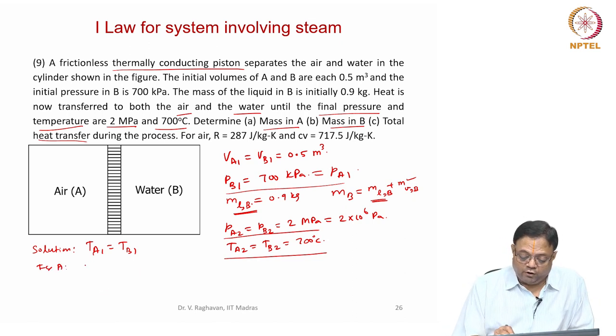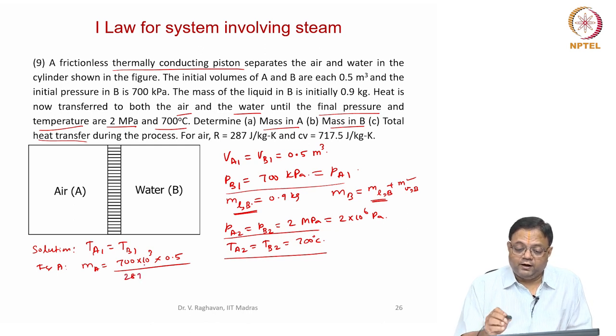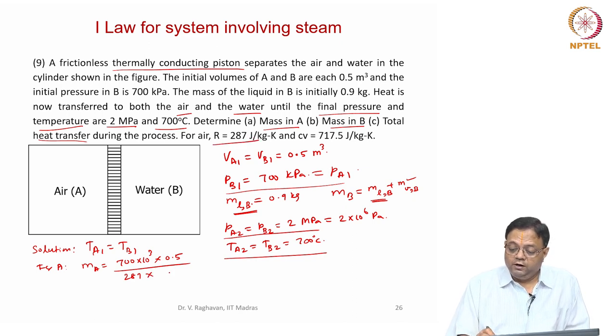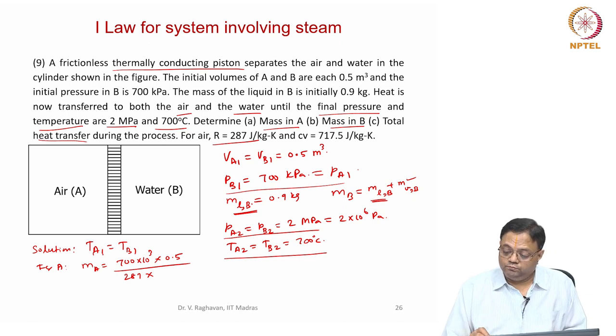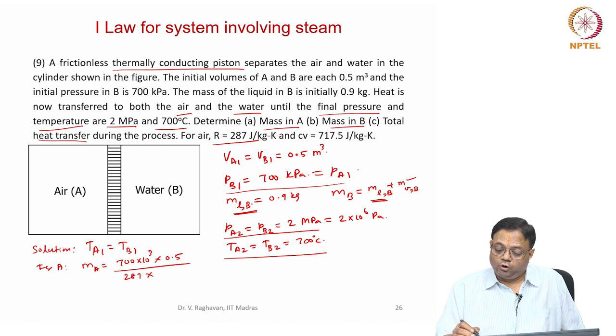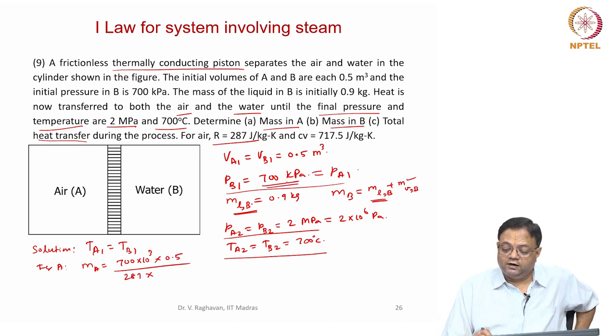pressure is 700 kilopascals. What is MA? MA will be equal to 700 into 10 power 3 into volume is given 0.5, from PV equals MRT. For air, you can take R equal to 287 given in the problem into temperature. Temperature is what? TA1 equal to TB1. So, what is TA1? We have to understand this.